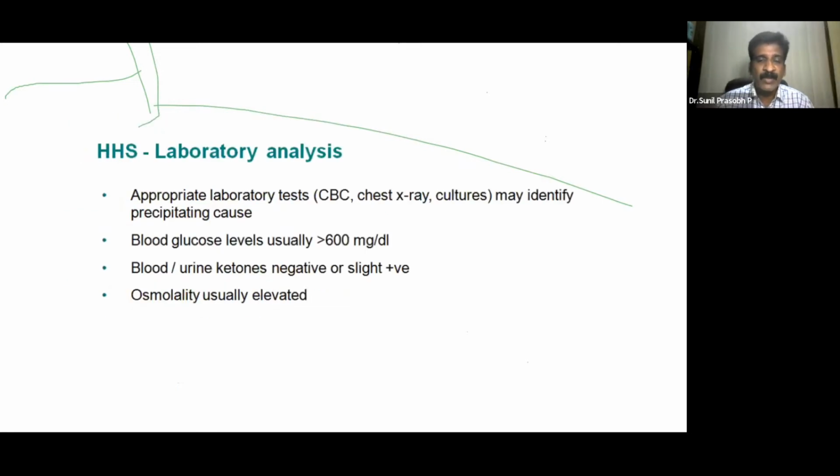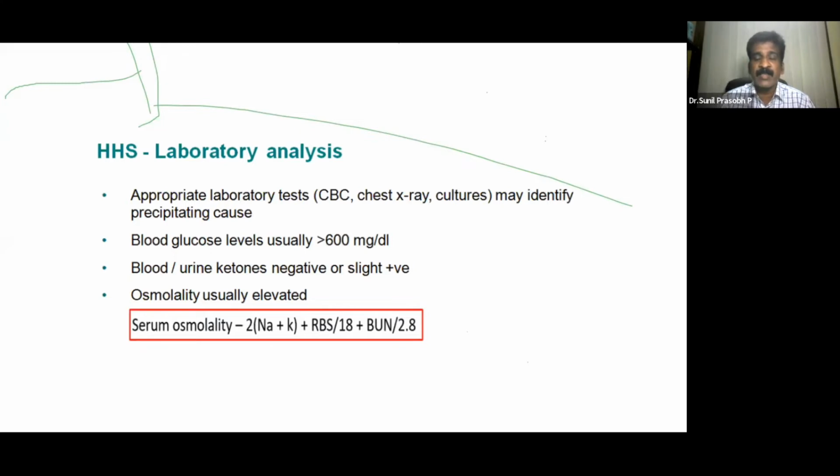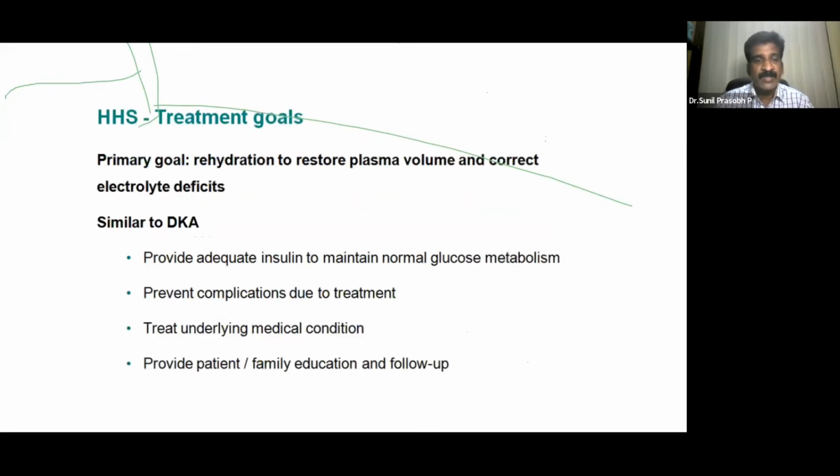So apart from the routine investigations, the most important thing that all of us should do, we should calculate the serum osmolality. And the serum osmolality is most often elevated to the tune of more than 320 milliosmoles per liter. And I hope everyone knows this formula for calculating serum osmolarity. So the main underlying abnormality of HHS is the hyperosmolarity driven symptoms and signs.